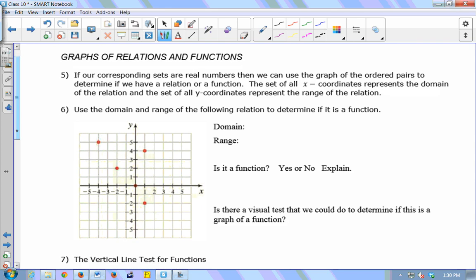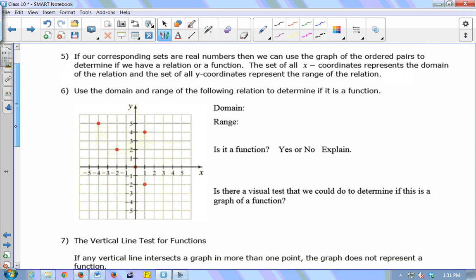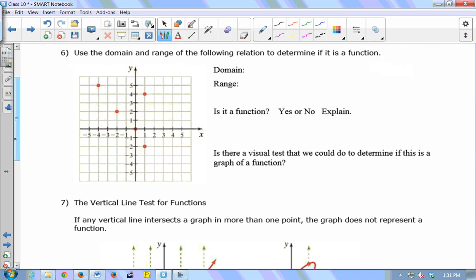All right, so now we're going to look at some graphs of relations and functions. If our sets are real numbers as opposed to names and heights, numbers to numbers, the domain and the range are both real numbers, and we can use the graph of the ordered pairs to determine if we have a relation or a function. The set of all x coordinates represents the domain and the y coordinates represents the range. So we want to use the domain and the range to determine if this is a function.